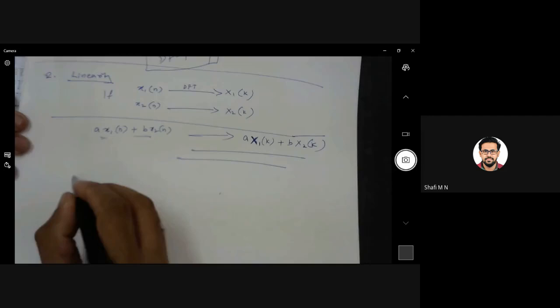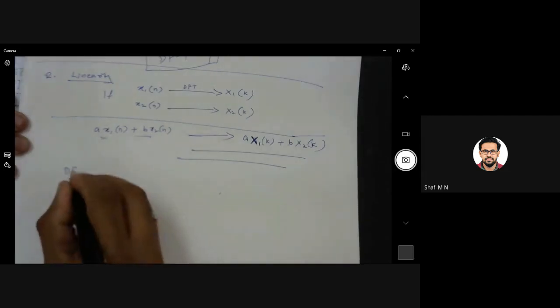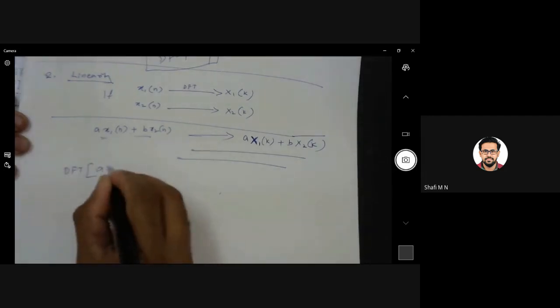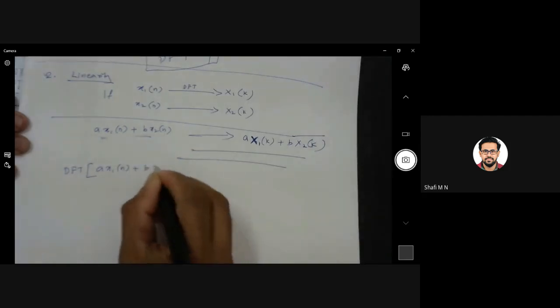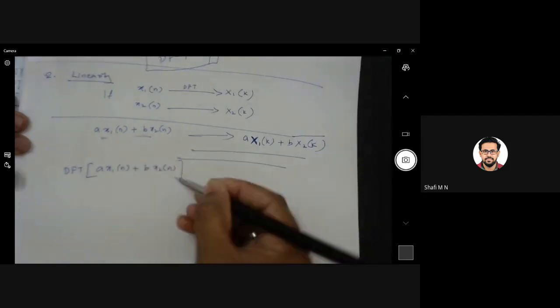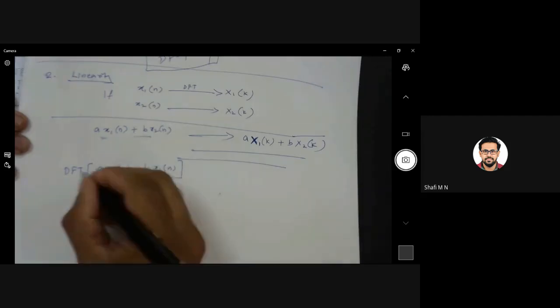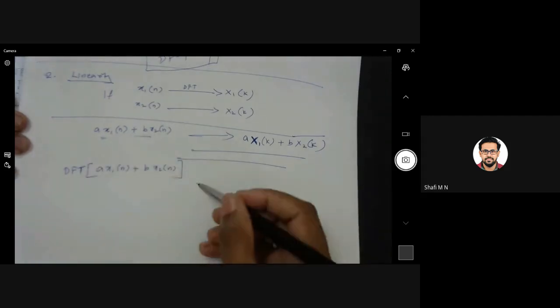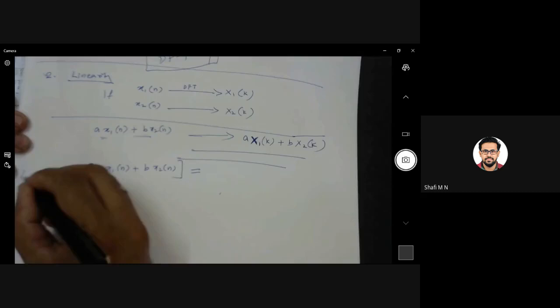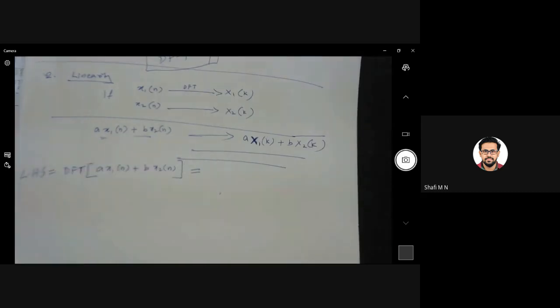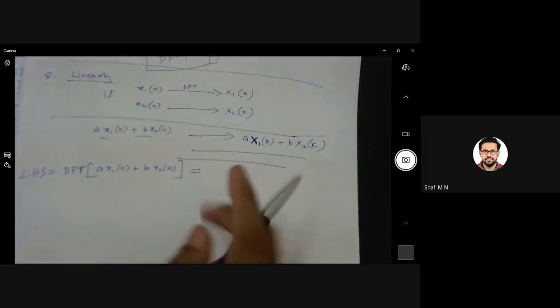ട്രൈ നോക്കണം. You have to prove the DFT of this sequence, a x1 of n plus b x2 of n. നിങ്ങൾ തന്നെ ട്രൈ ചെയ്ത് നോക്കൂ. മാത്തമാറ്റിക്കൽ കുറച്ച് അഡ്ജസ്റ്റ്മെന്റുകൾ മാത്രം ചെയ്താൽ മതി. You have to prove this is equal to, this is the LHS, right? You have to prove this LHS is equal to this RHS.